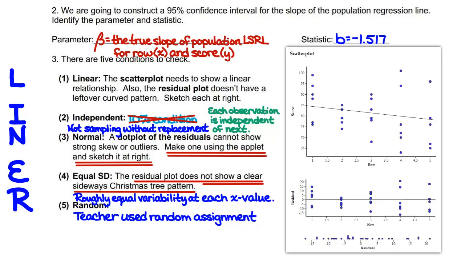We're using n minus 2 degrees of freedom. Since there were 30 people in the class, we're going to use degrees of freedom of 28. There it is. And a 95% confidence interval. Standard error of the slope is this right here.